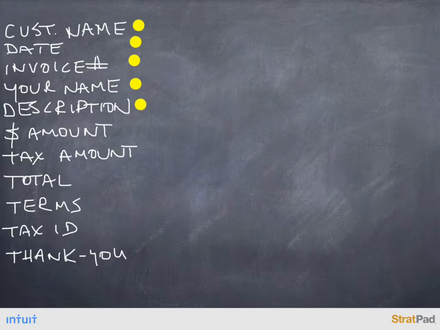a description of what you're invoicing them for, the amount of that product or service, any sales taxes that are related to that, the total of the amount plus the taxes, the terms, in other words, how quickly do you want them to pay, net 30, for example, pay within 30 days. Some jurisdictions require that you have a sales tax ID or a business number, and then a nice message at the bottom is pretty standard, just saying thanks for the business.